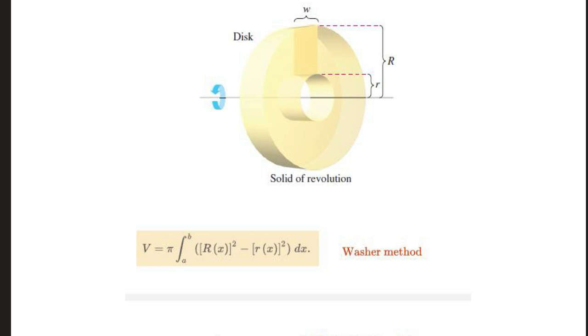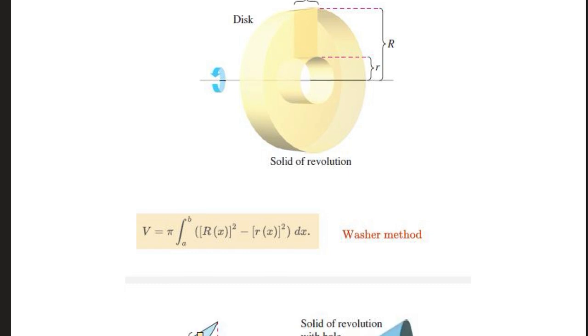The volume will be pi times capital R, the outer radius, minus the inner radius. So you will have a little cutout, and that's why you subtract that little r. So pause if you need to and write this formula down. This is for the washer method. The one before was the disk method, and it's all a matter of whether your function and revolution touches that axis of rotation.